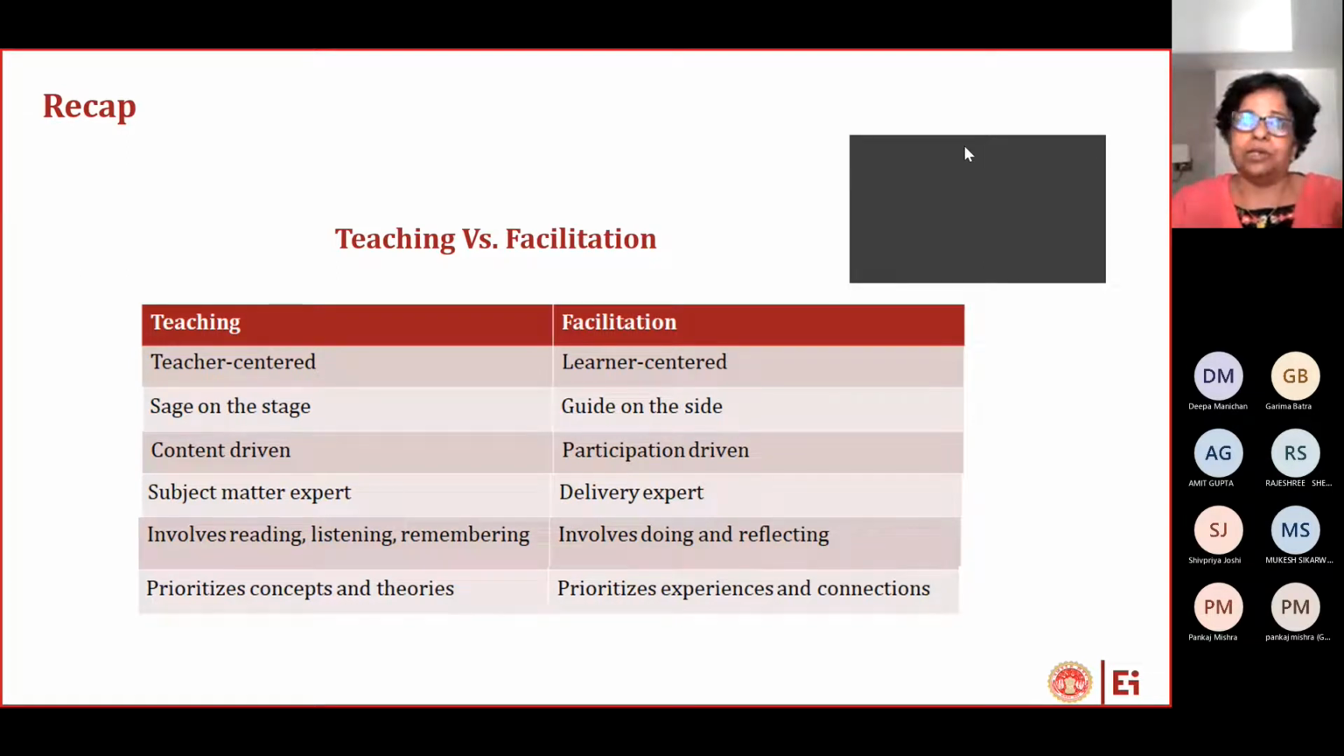See, any concept related or theory related thing, they can still learn on their own because we are talking about adults. But it's more about the experience you need to share with them.